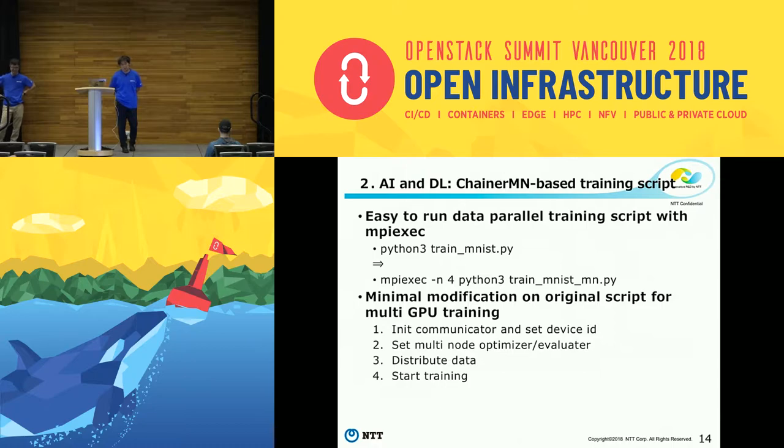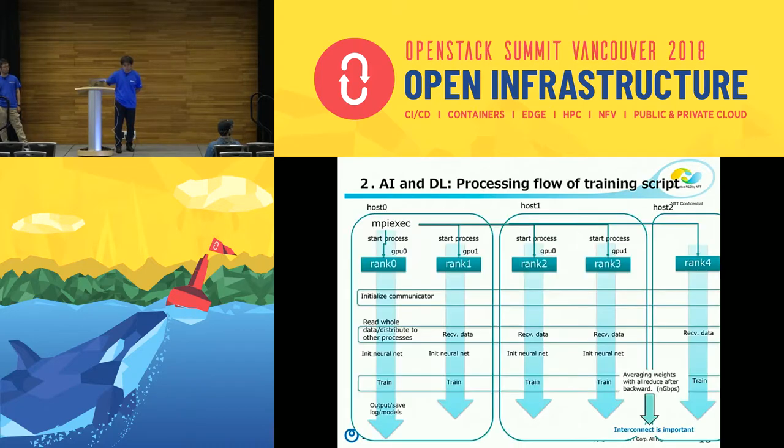And if you are going to train the model using multiple GPUs, you need to make some minimal changes to the original training script, and then you need to call the script using the mpiexec command by specifying the number of processes. In the case of this example, 4 processes. The required minimal modification includes initializing the communication and setting a unique device ID for each process, changing the optimizer and evaluator for the multiple node setting, and dividing the data set and distributing the sub-data to every process. And then you can start the training.